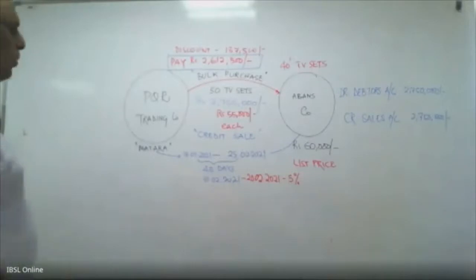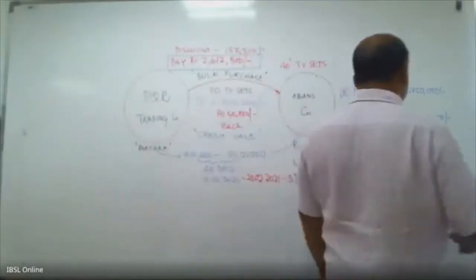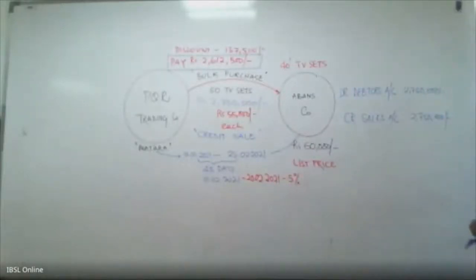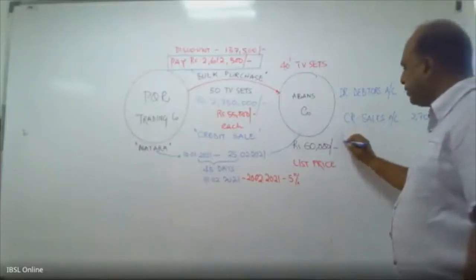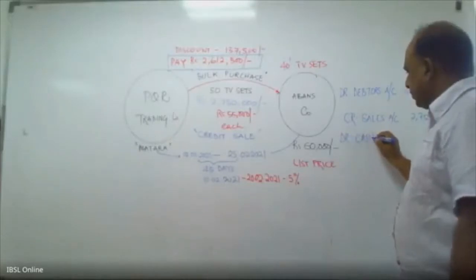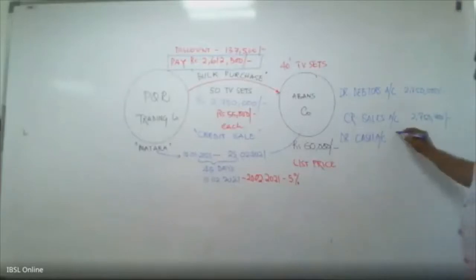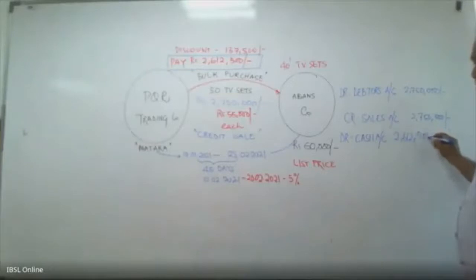2,612,500. Now look what is going to happen. When the money is received, what is it for you? It's an asset. So you will debit cash. Debit cash. What is the amount? 2,612,500. Okay, that is the amount that you have received.